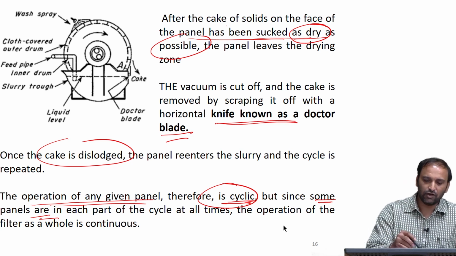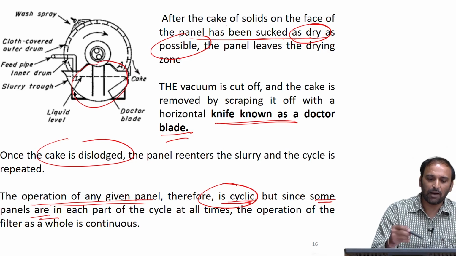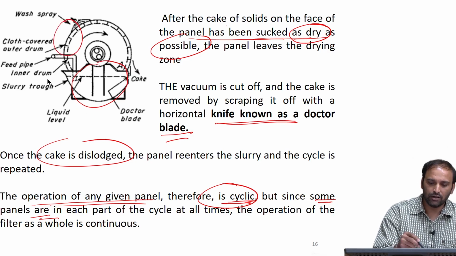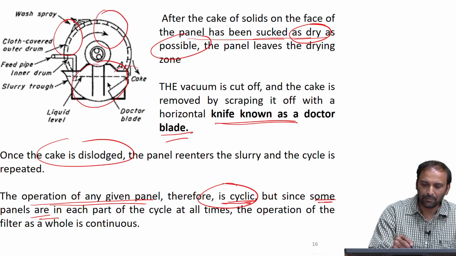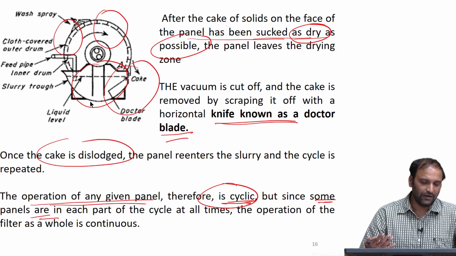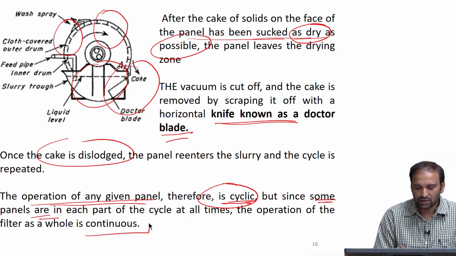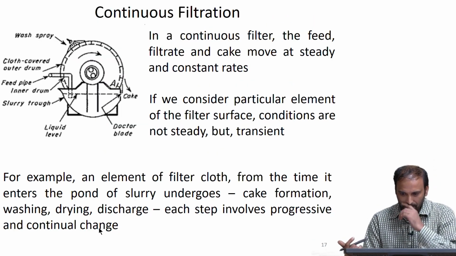Okay. That means there are some panels in which the filtration is going on, some panels where there is washing going on, some panels where drying is going on, and some panels where the scraping of the filter cake is going on. In that sense, the whole operation occurs in a continuous way.